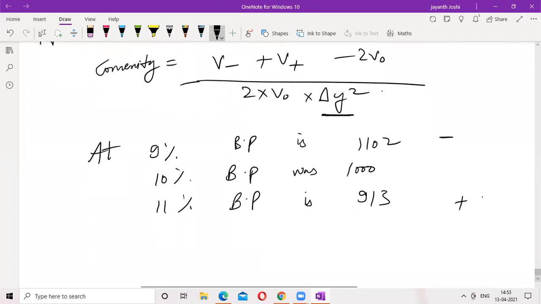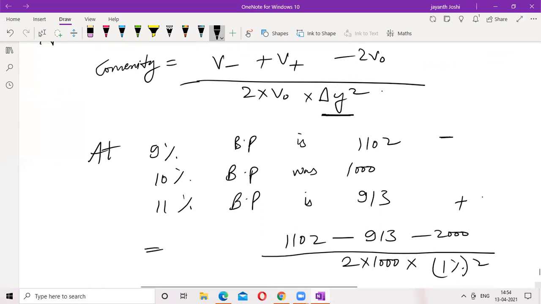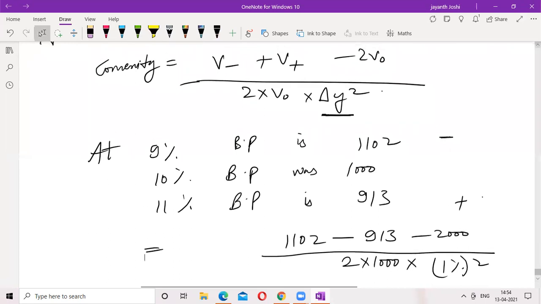Can you do that for me, please? Okay, I'll just do it. 1102 minus 913 minus 2000, that's the initial value, 2 into 1000 into 1% the whole square. Can you tell me what number you are getting here? Sir, why did you take -913? It should be minus plus, right? Yes, sorry. Okay, now calculate.